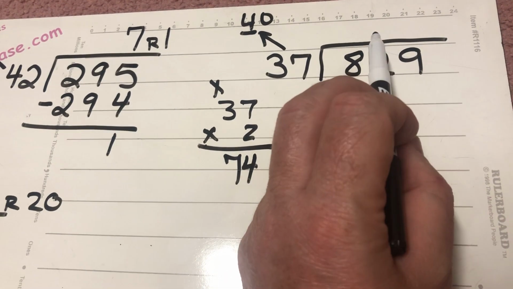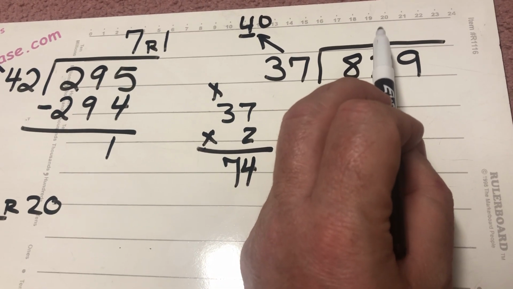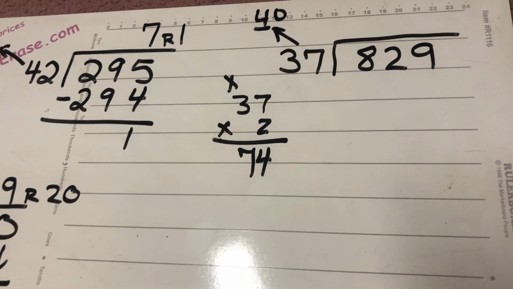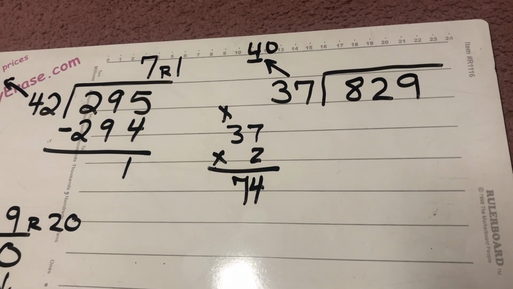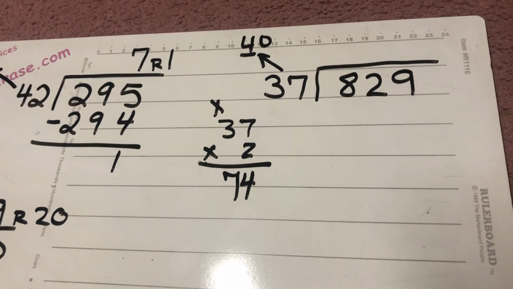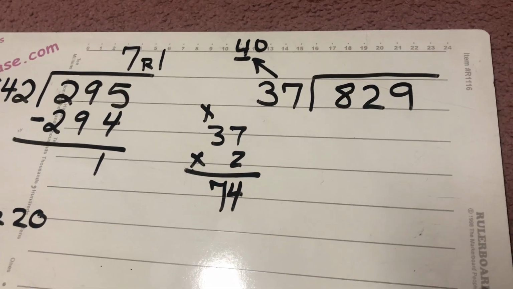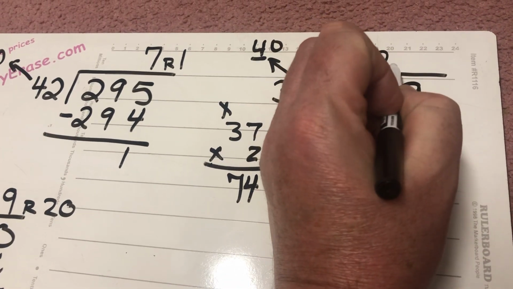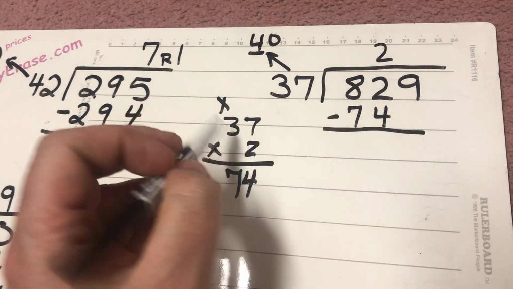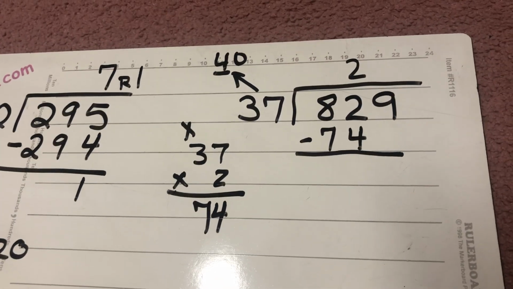Well, this is now where I need to make a decision. Do I want to put a 2 up here, saying that 37 can go into 82 twice, and a 74 down here? Well, I'm thinking that 74 is pretty close to 82. It's less than 10 away, and I'm dividing by 37. So I'm feeling pretty good about putting a 2 here and a 74 there, because 37 times 2 is 74.